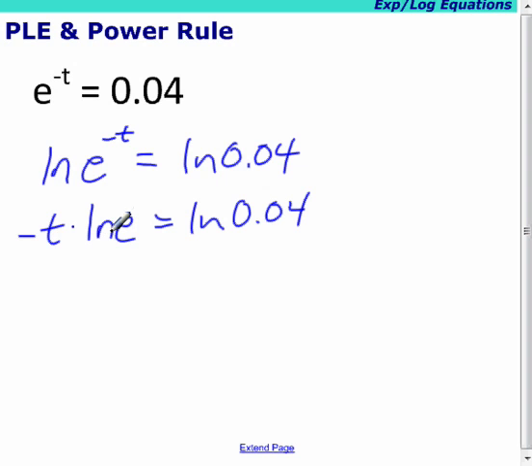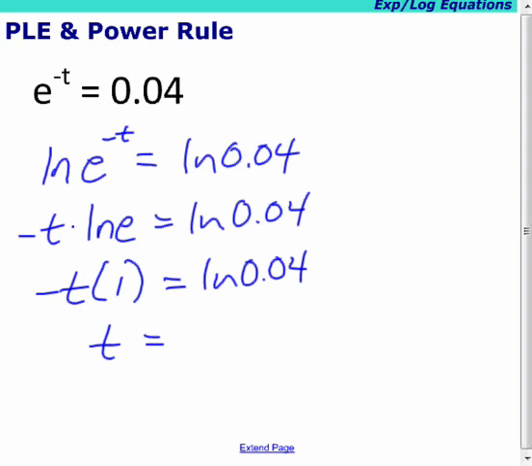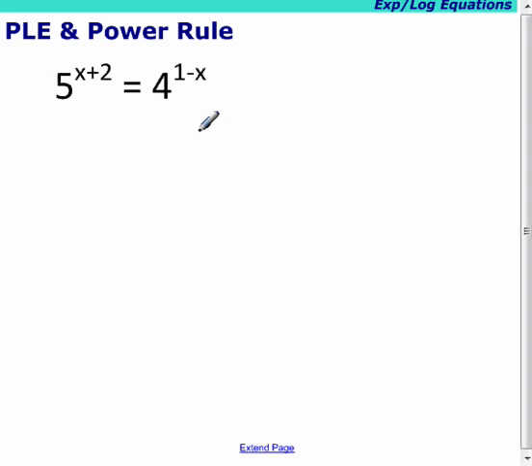But remember what ln of e was? Ln of e was always just 1. To what exponent must I raise e to get e to the first? It's just 1. So ln of e is simply 1. And so now to solve for t, I'll divide both sides by -1, and I'll get ln 0.04 divided by -1. So I'll do that up on my calculator and see what I come up with. The trick was that if my base was e, I'll ln both sides. Let's try another one.